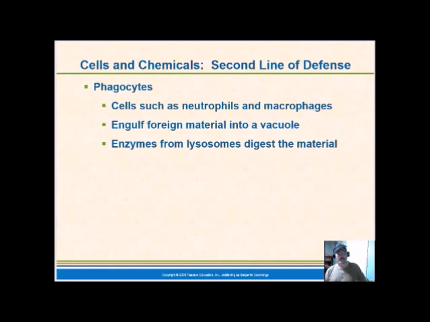Phagocytes are cells such as neutrophils and macrophages. They engulf or eat the foreign material. They take it in and form a vacuole around it, and then there are enzymes that are in the organelle called lysosomes, which will merge with that vacuole, release the enzyme into the vacuole, and it'll just digest the material.